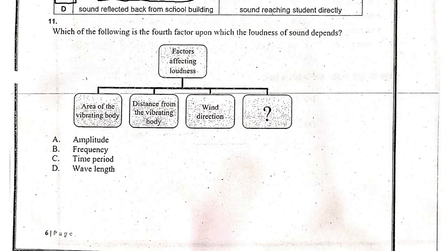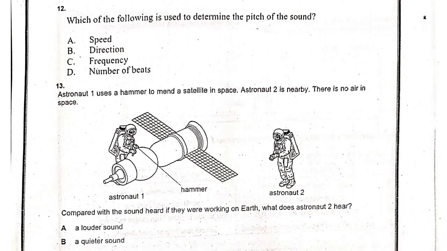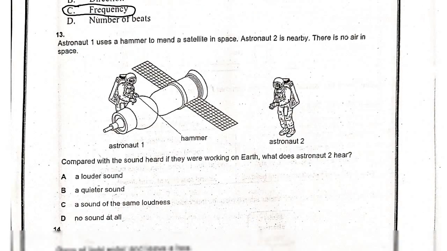Which of the following is the factor on which the loudness of the sound depends? So amplitude is the factor on which the loudness of the sound depends. Option A is the right answer. Let's see question number 12. Which of the following is used to determine the pitch of the sound? So as we have discussed in the previous questions, the pitch of the sound is related to the frequency of the wave. Option C is the right answer.